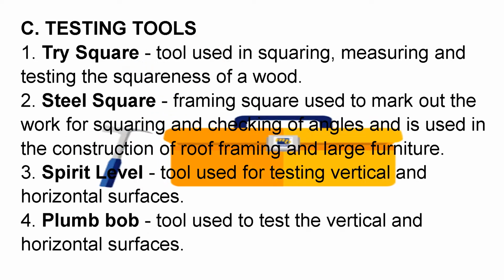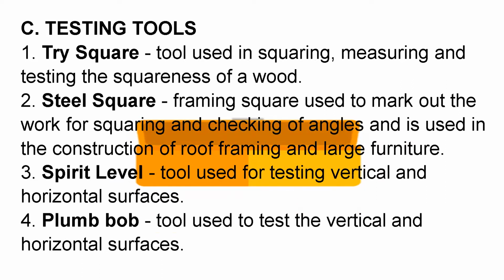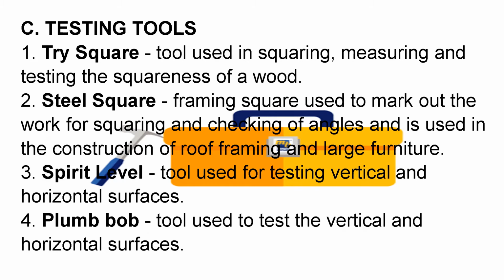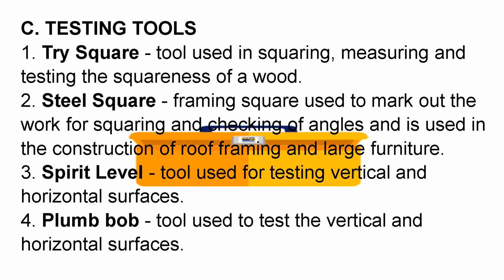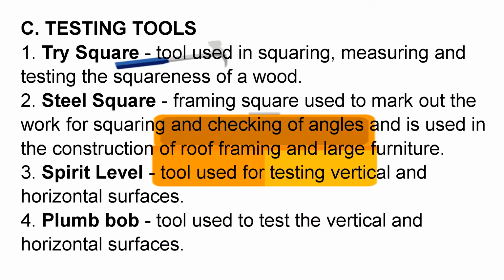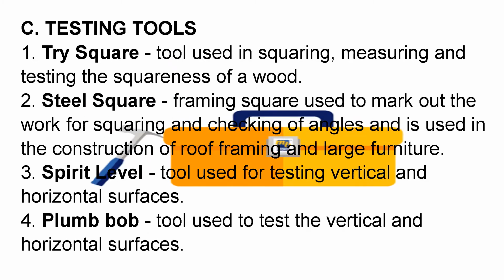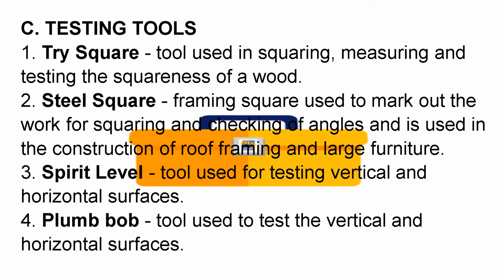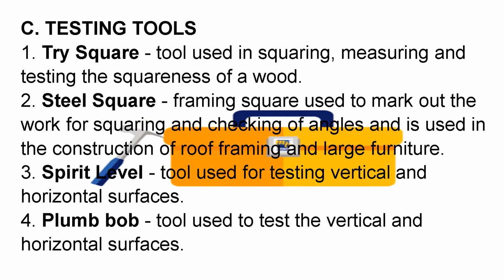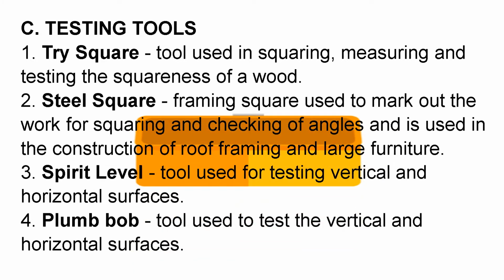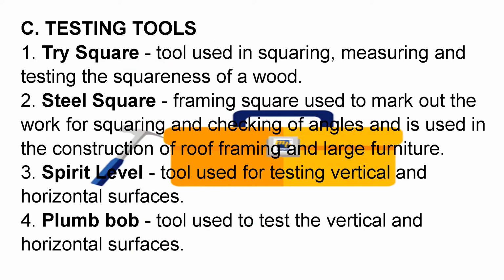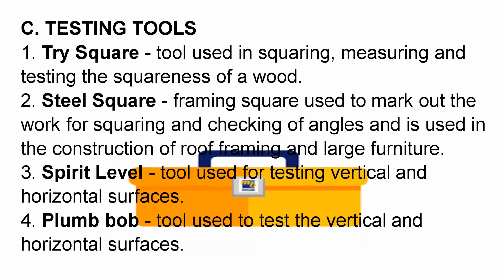The third classification of hand tools is the testing tools. The first tool is the tri-square, used in squaring, measuring, and testing the squareness of wood. Then, we have the steel square, a framing square used to mark out the work for squaring and checking of angles, and used in the construction of roof framing and large furniture.